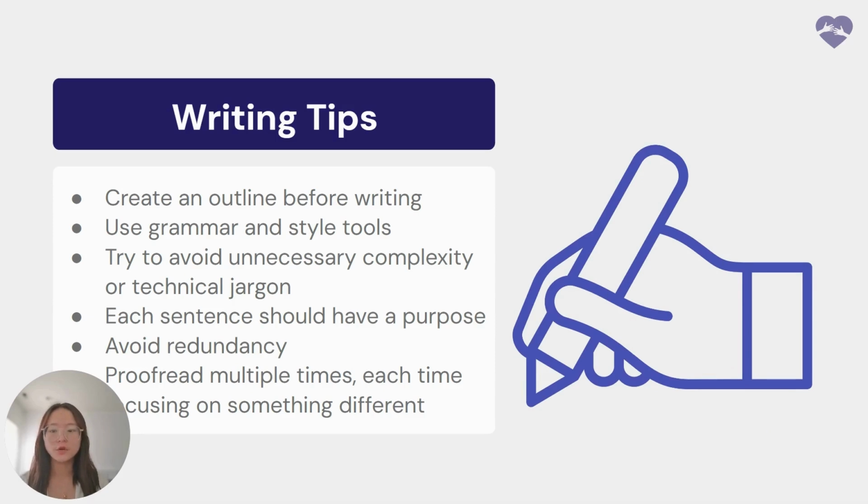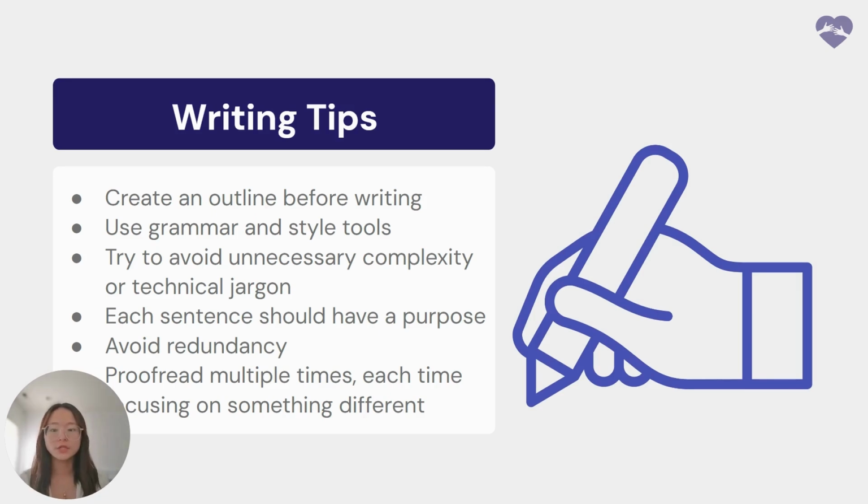Second, stay focused. Every sentence in your paper should have a clear purpose. Each sentence should contribute to your argument, analysis, or research objectives. If a sentence doesn't serve a purpose or advance your main points, consider removing it. For example, if a sentence repeats information from earlier or doesn't add value, it might be unnecessary.